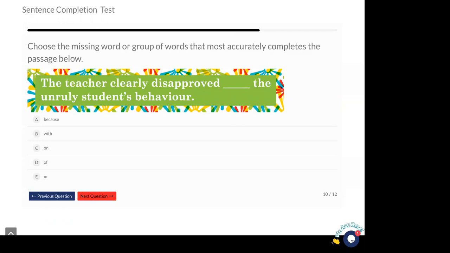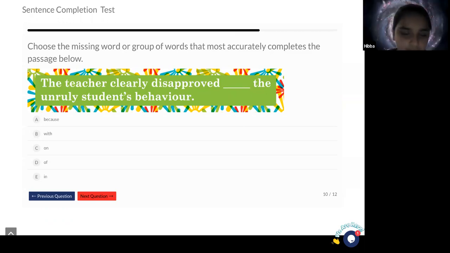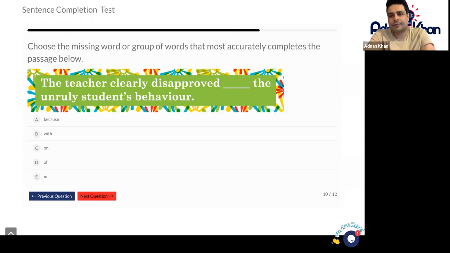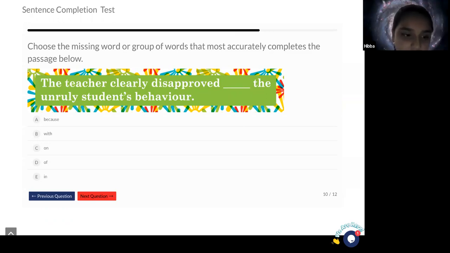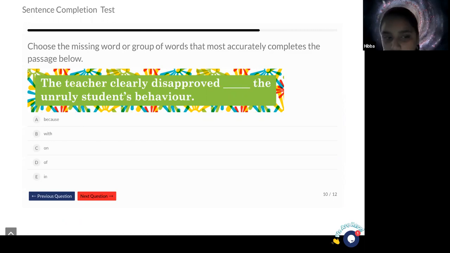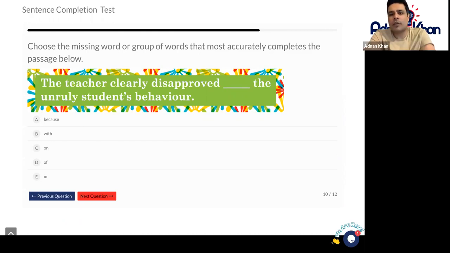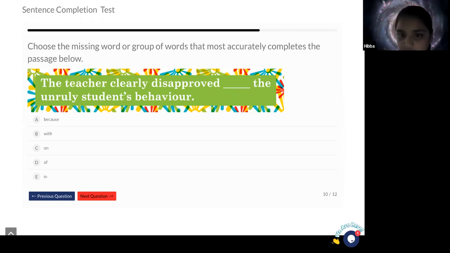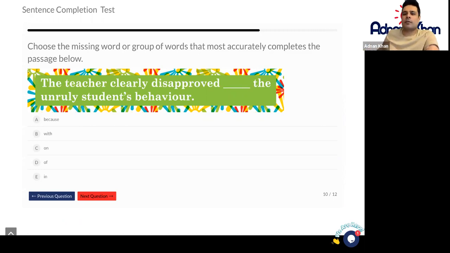Let's go to Hiba. Just read the sentence. The teacher clearly disapproved something the unruly student's behaviour. Is it B? Did you say B for ball? Yeah. Okay, so the teacher clearly disapproved with the unruly student's behavior. Not quite. Try one more time. Oh, is it D? So the teacher clearly disapproved of the unruly student's behavior. That's correct. Well done.